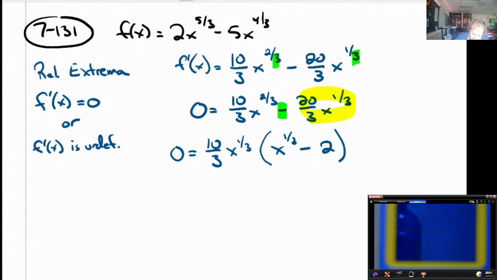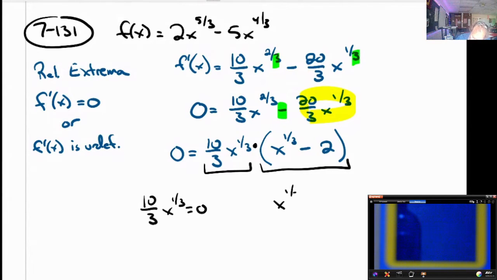The nice thing here is that now we've got 2 chunks to this problem, and these 2 chunks are being multiplied together, and the answer is 0, which means that one of them has to be 0. Or a better way might be to say that if one of them is 0, then the other becomes 0 because you're multiplying by 0. So let's investigate the possibility of both parts. 10/3 x to the 1/3 power equals 0. And then also x to the 1/3 minus 2 equals 0.